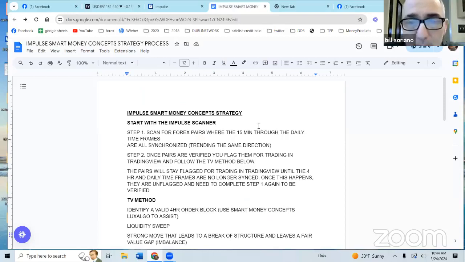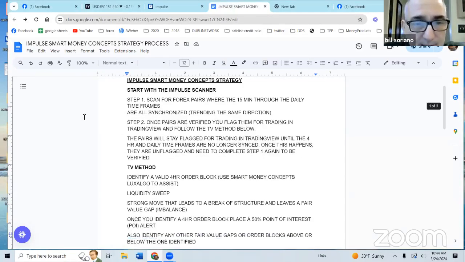This is the Impulse Smart Money Concept Strategy process sheet here. Okay, again, you scan for Forex pairs where the 15-minute through the daily time frames are all synchronized. Once those are verified, you flag them for trading in TradingView. That's what I just did with you. The pairs stay flagged for trading in TradingView until the 4-hour and daily time frames are no longer synced. Once this happens, they're unflagged and they need to complete step 1 again.